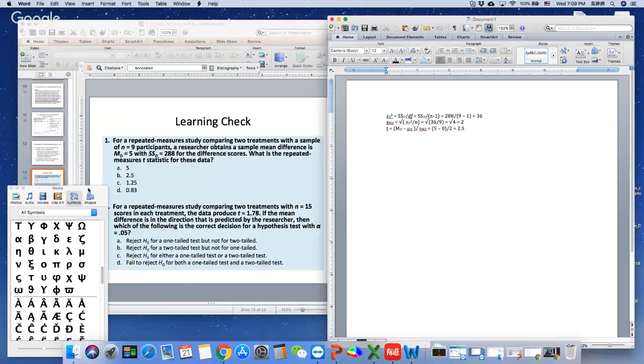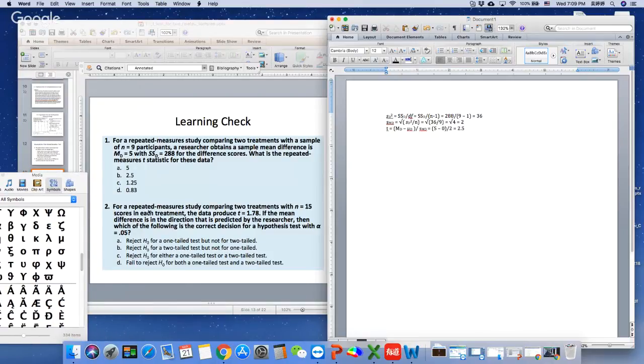Okay, so we finished question 1, and then let's start question 2. Right, so for a repeated measures study comparing 2 treatments with n equals 15 scores in each treatment condition, the data produced t equals 1.78. If the mean difference is in the direction predicted by the researcher, then which of the following is the correct decision for a hypothesis test with alpha equals 0.05?